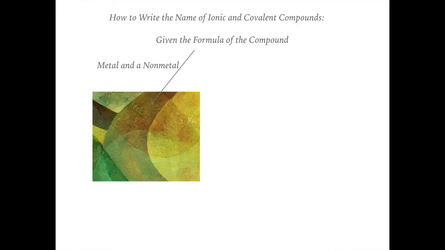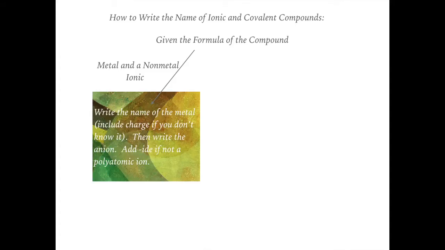Now how do I write the name if I'm given the formula? Well, if I have a metal and a nonmetal and I therefore have ionic bonding, what I'm going to do is I'm going to write the name of the metal. Now after the name of the metal, if I don't know the charge of the metal, meaning it's a transition metal, I'm going to write that as a Roman numeral. Then I'm going to write the anion. Now if the anion is not a polyatomic ion, I have to add IDE to the end.